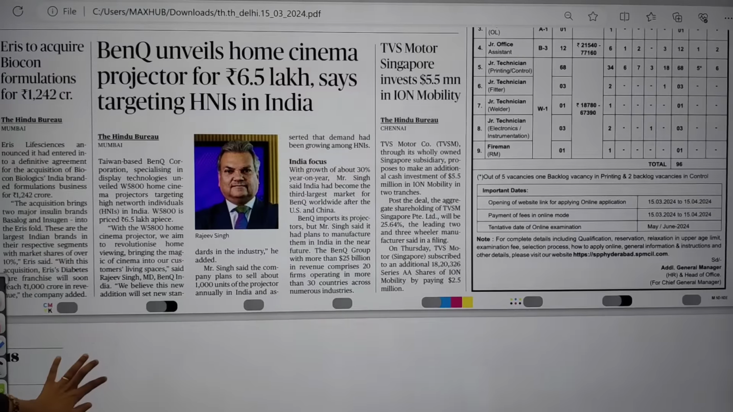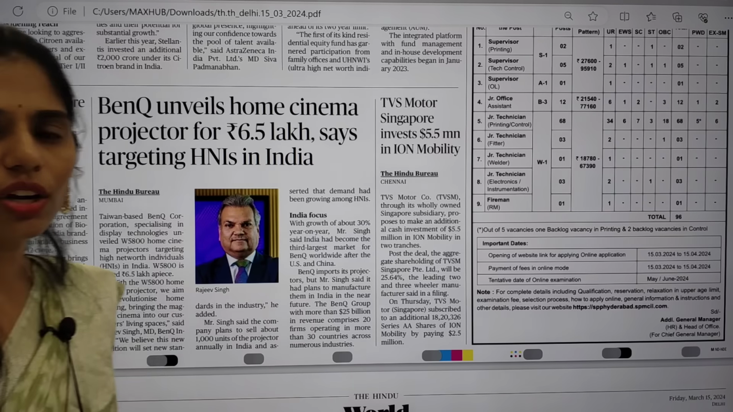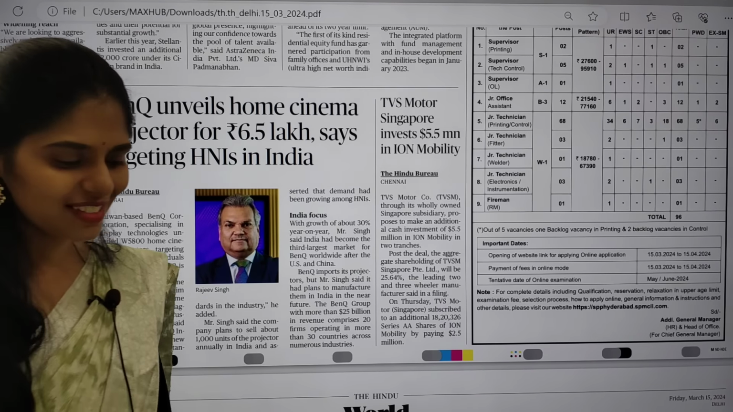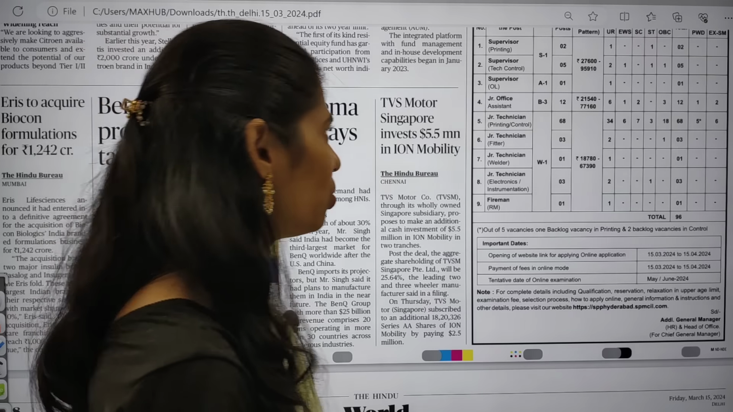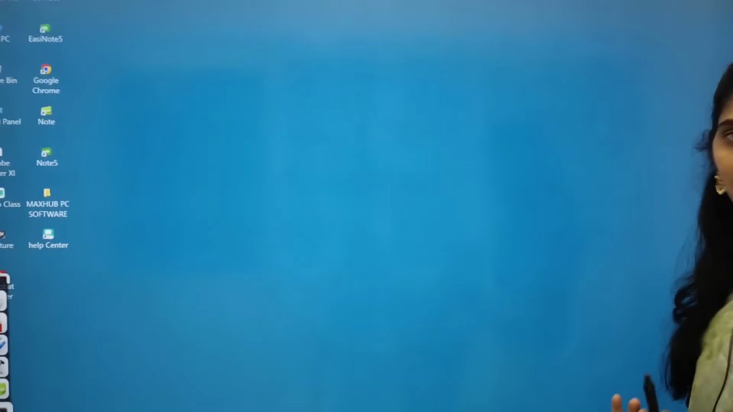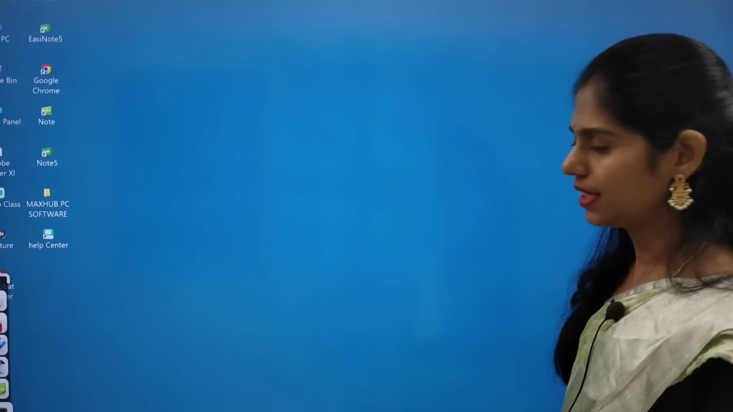So these are the very important articles that appeared in today's Hindu newspaper, and nothing more than this in today's Hindu. So don't spend much time in reading The Hindu, because prelims is very near, and focus on CSAT.